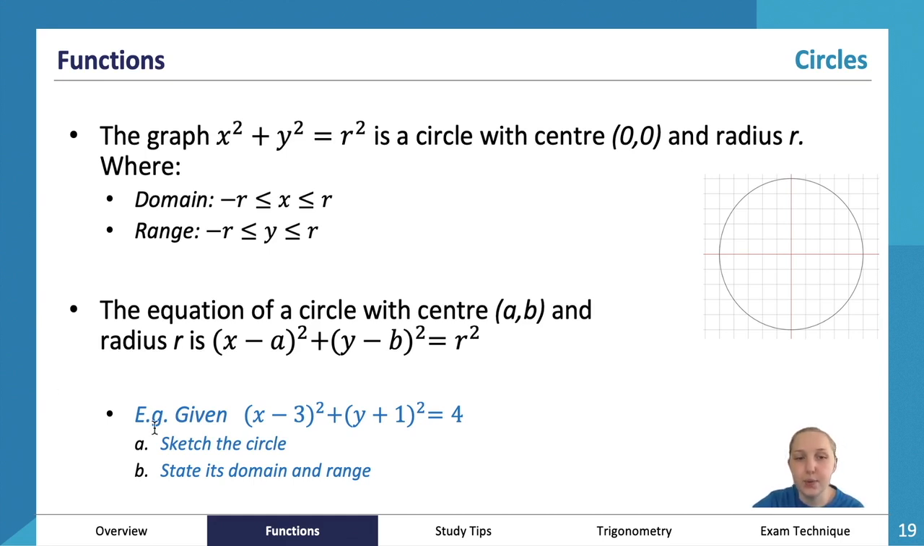Okay, next example question. I want you guys to have a go at sketching this circle and stating its domain and range if you've got (x minus 3) all squared plus (y plus 1) all squared equals 4. I'll give you guys probably about 1 minute to have a go at this, and then we'll look at the answers together.